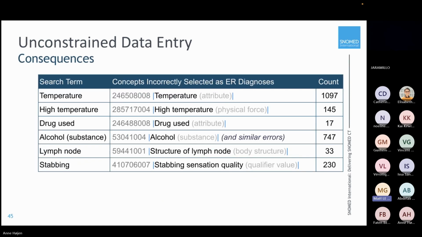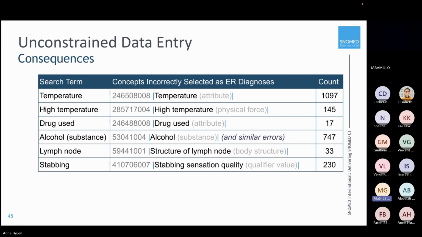So in the UK, I was told that they have been trying unconstrained data entry in an emergency room. And this just shows you how the wrong hierarchy can unintentionally be used. And it's not because of a clinical mistake, because you can see that the search term they applied in the first case, temperature, matched on a concept temperature. But this is actually an attribute, so a relationship type. It's not something that is intended to be captured in a clinical record.